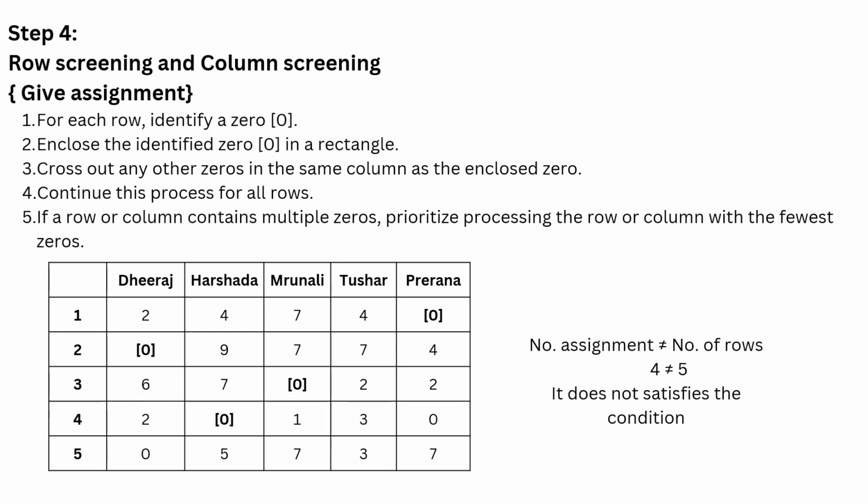In the third column we have already the assignment. In fourth column we did not get any assignment. In fifth column we got the assignment. The number of assignments should be equal to the number of rows, but we have got only 4 assignments. It means it does not satisfy the condition. When it does not satisfy the condition, we have to go with the optimization method.